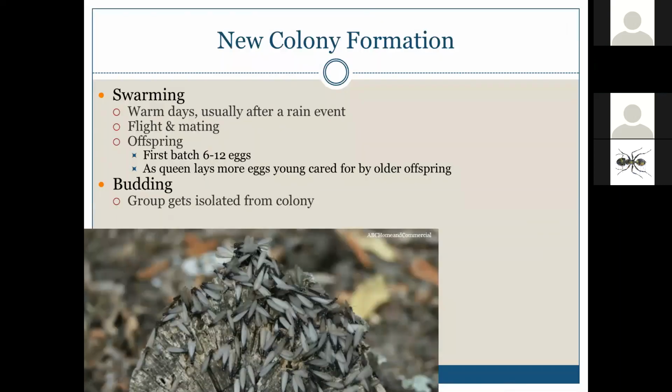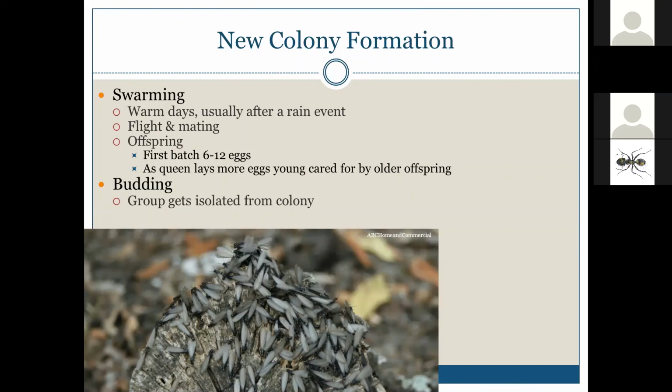All right, so swarming. This is when it's going to happen. It's typically on warm days after a rain event. It doesn't always have to be a rain event. I have seen them swarm after somebody has left their sprinklers on for too long, so that is a possibility as well. And these are going to be the reproductives that are ready to go out, and they'll fly into the air, they'll find other termites, they will mate, fall to the ground, and that's when they will shed their wings, pair up, and the males and females will then go find a new place to start a new colony.